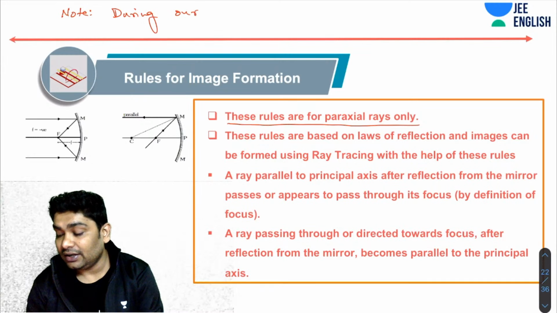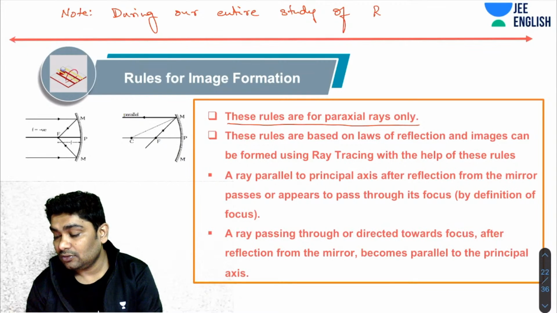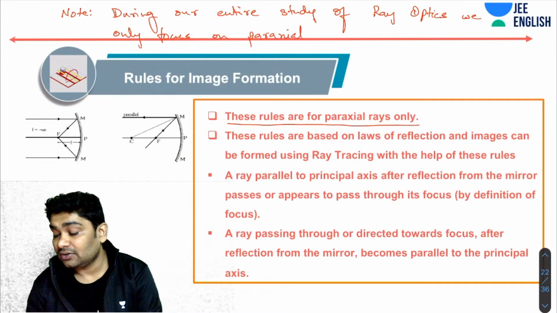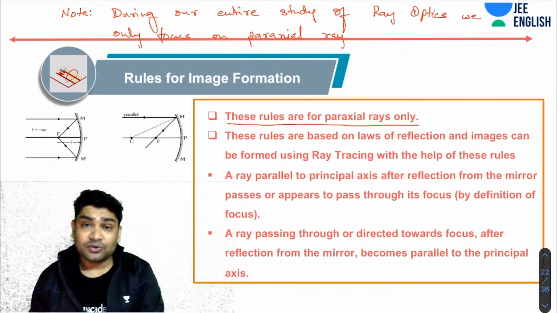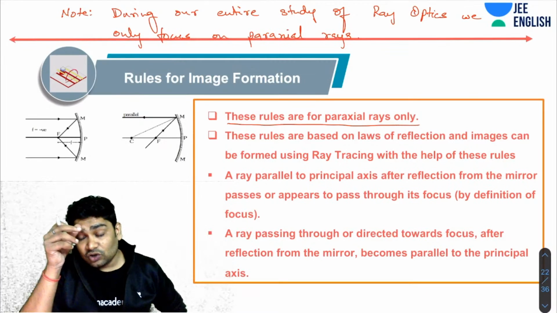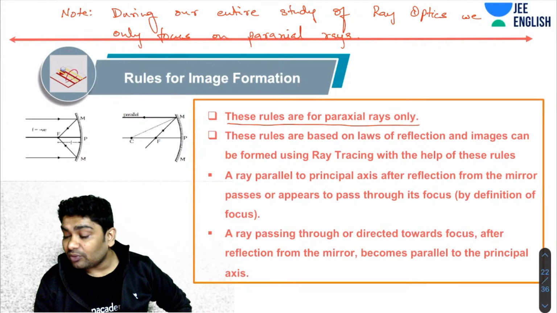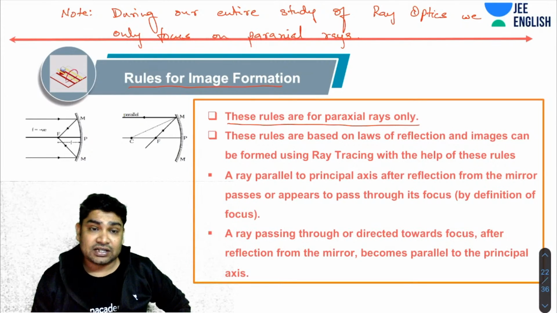During our entire study of ray optics, we only focus on paraxial rays. We do not bother about marginal rays; we usually ignore them. So whenever I'm talking about image formation, whatever rules I'm defining for image formation are only defined for paraxial rays. Remember that.